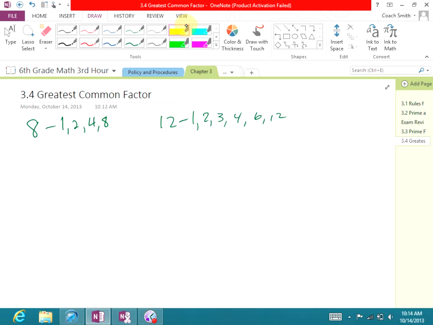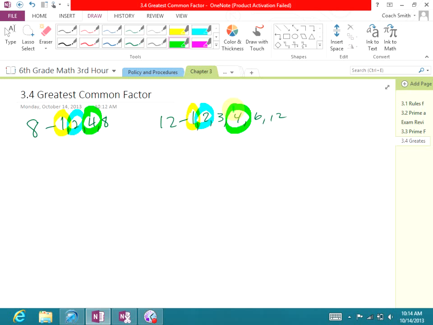Now, if we look at those two numbers and their factors, the very first one that they have in common is the 1. Every single number is going to have 1 as a factor. So if they have nothing else in common, they will always have 1. Now, for this particular problem, the 2 is also common, and that's pretty much it. You're not napping on me. The 4 is common.